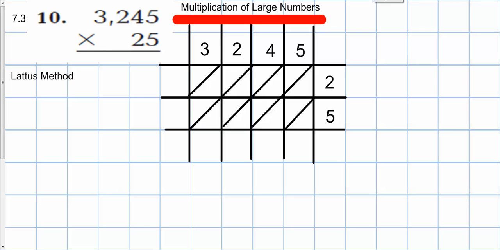Continuing on with multiplication of large numbers, only this time we're using the lattice method. Now, I've seen many of you throughout the classroom using this method, so you should be familiar with it. Again, I don't care which of the three methods you choose, as long as you get the right answer. That's all I really care about.